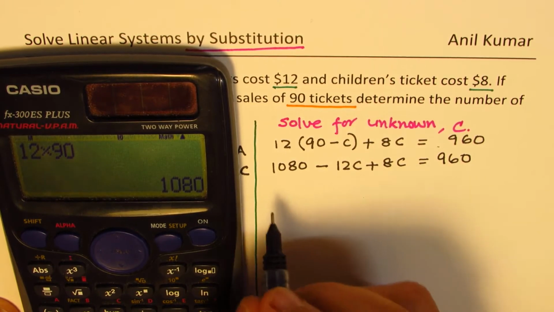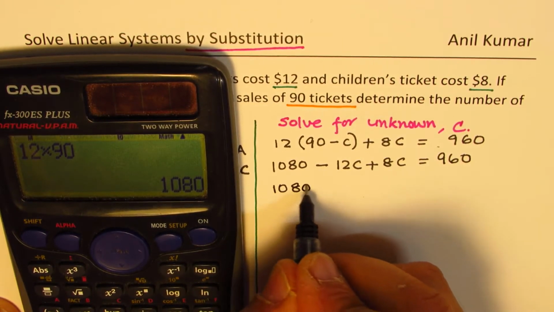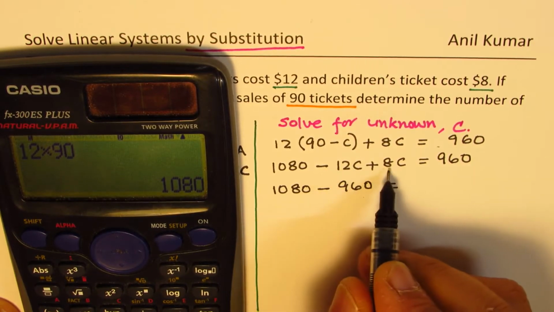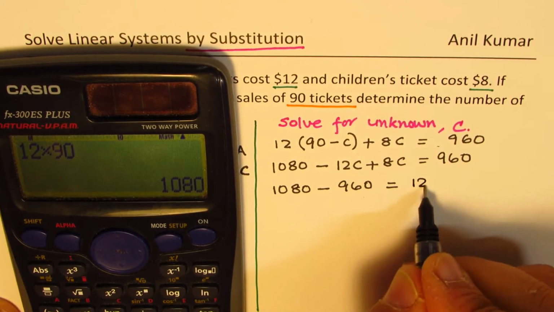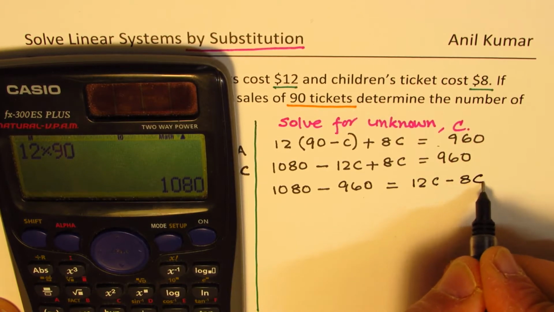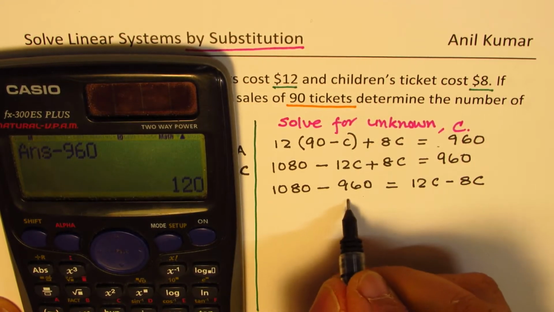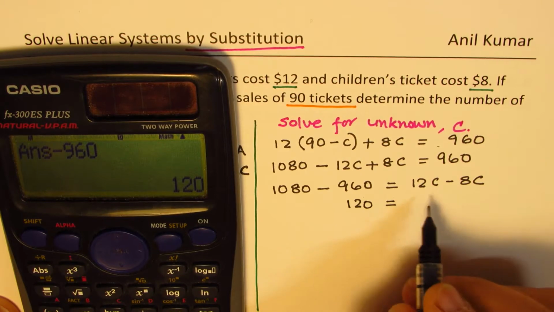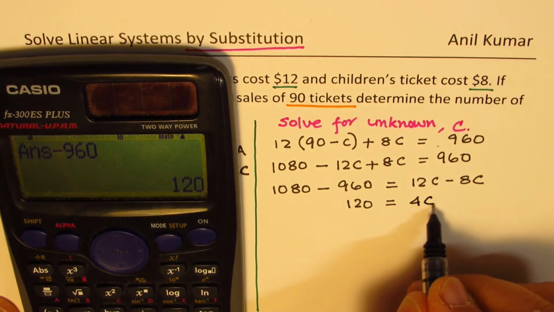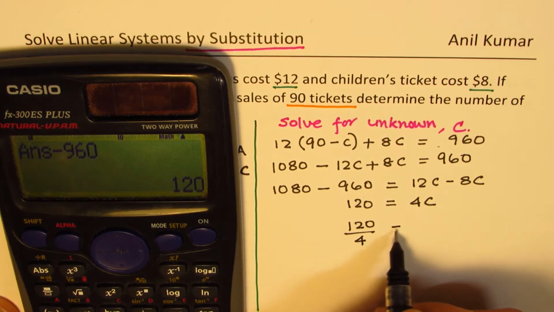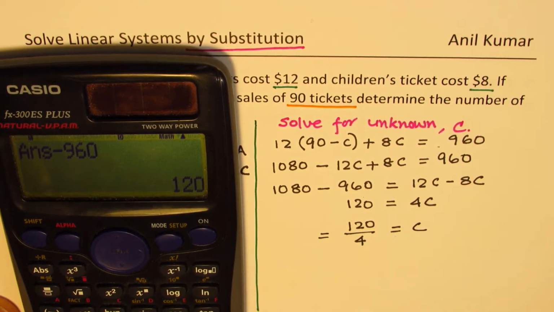So let's bring the numbers on one side. We have 1080 minus 960 equals the variables on the other side, 12C minus 8C. Now let's do the takeaway. 1080 minus 960 gives you 120, equals 12 minus 8, which is 4C. We can divide by 4 now. So we get 120 divided by 4 equals C, and when you divide 120 by 4, you get 30.